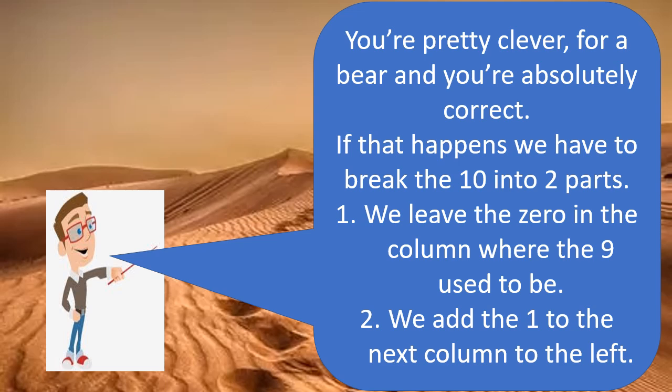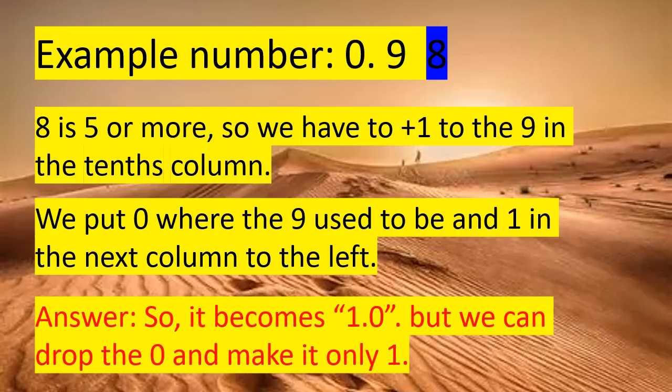If that happens, we have to break the 10 into two parts. We leave the 0 in the column where the 9 used to be, and we add the 1 to the next column to the left. So if we had 0.98, 8 is more than 5, so we have to plus 1 to the 9 in the 10th column. We put 0 where the 9 used to be and 1 in the next column to the left, so it becomes 1.0. But we can drop the 0 and we can make it only 1.